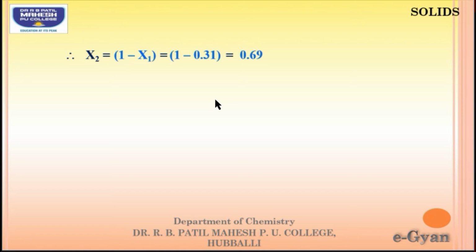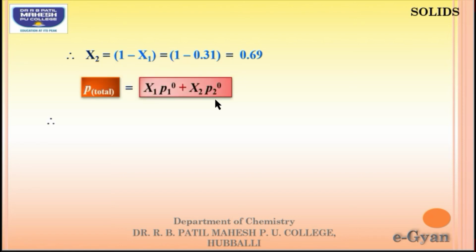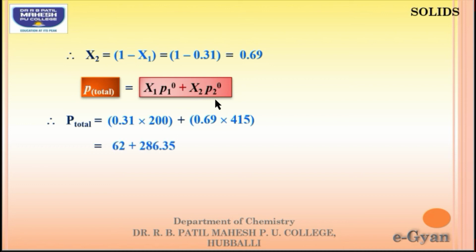Now let us calculate P total. Already I know the values. P total is equal to 0.31 into 200 plus 0.69 into 415. That is equal to 62 plus 286.35, 348.35 mmHg.